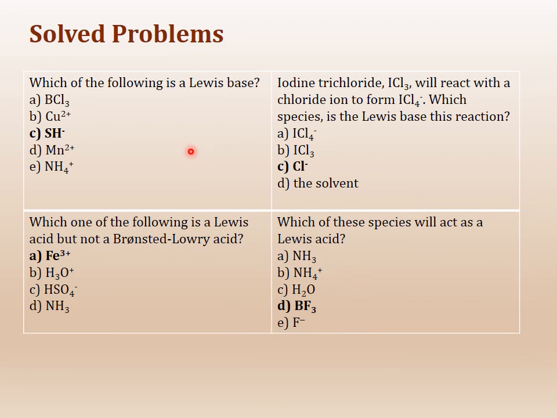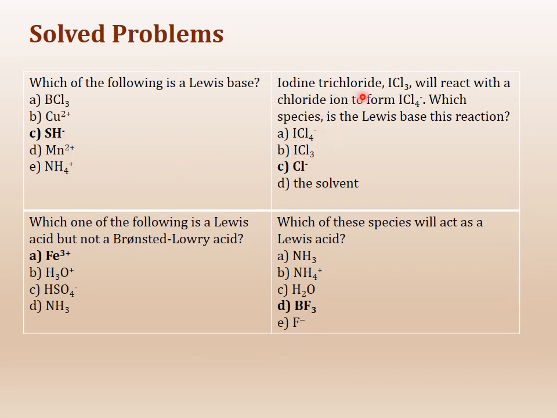So let's look at some solved problems. Which of the following are Lewis bases? The simplest thing to look for in a Lewis base is that it should have a negative charge or it should have a lone pair of electrons. So amongst all of these species here, this is the negative species, and so this one is the Lewis base. All the other ones, BCl3, remember this is group number 3, and all of the other ones are positives. So these are actually all Lewis acids then.